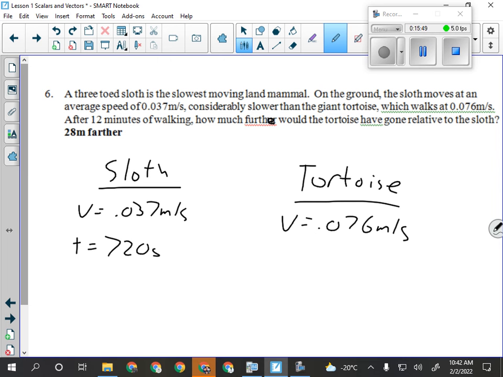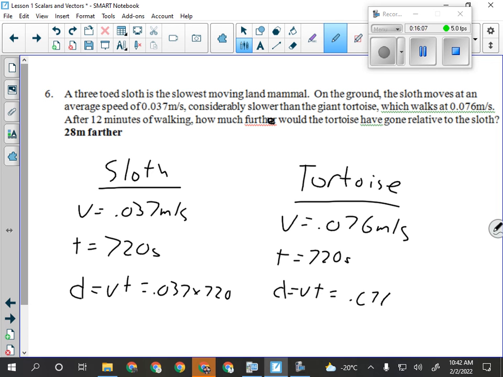720 seconds. Oh, same amount of time for both. Okay, all we have to do is then go d equals v times t. Okay, d equals v times t for both. So that'll be our 0.037 times 720, okay, and 0.076 times 720.